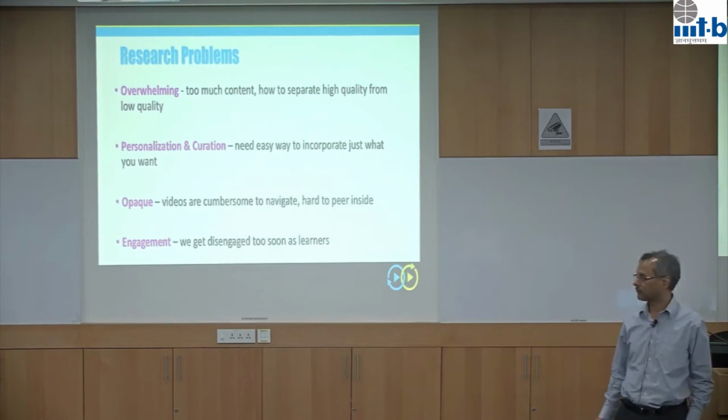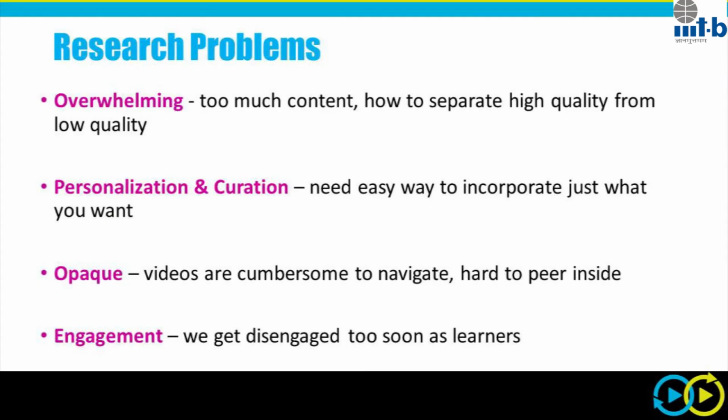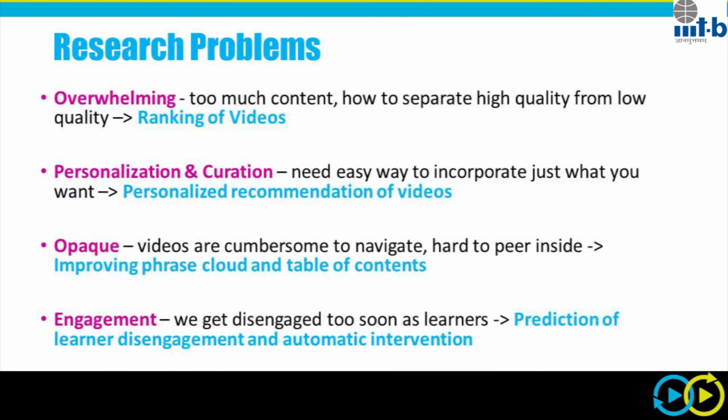So back to this particular set of problems that we had noted earlier with the use of these open videos. For each of these problems, there are many more research problems for us to solve to reach an effective solution. So let me just take them one by one. For overwhelming, another thing that we need to do is to do a ranking of videos. And for personalization, you also want to do personalized recommendation. So this personalized recommendation kind of works at both stages.